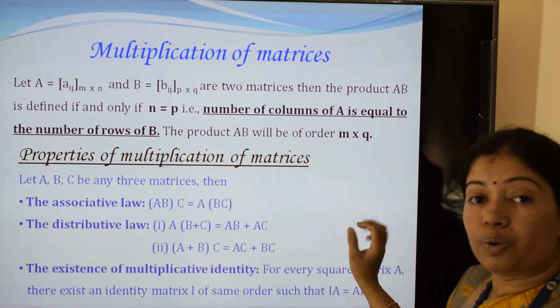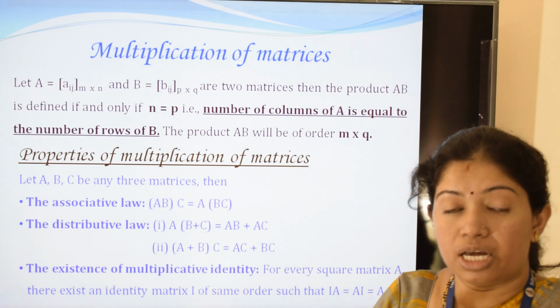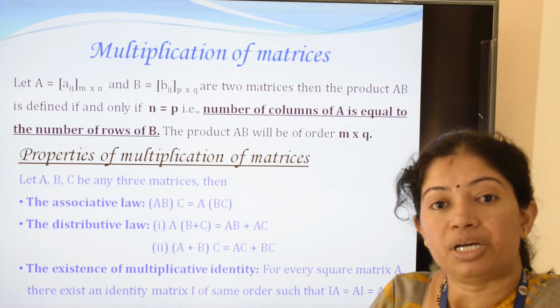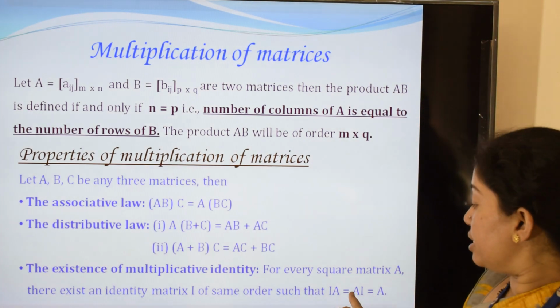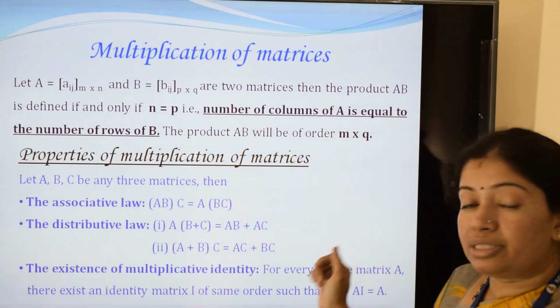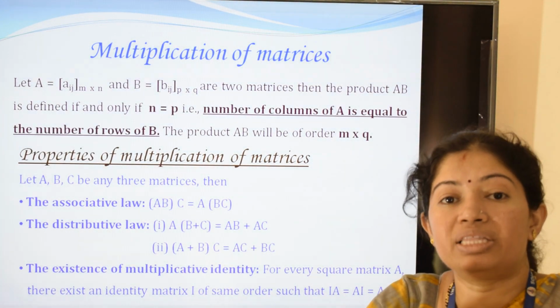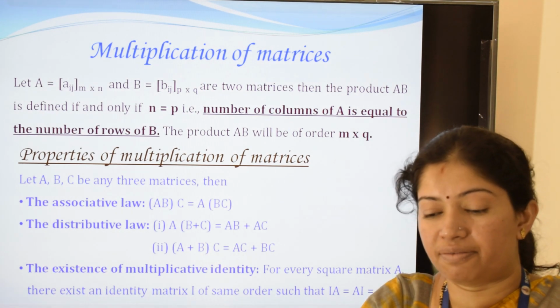Here, taking a square matrix is important. We cannot take a rectangular matrix here. So when you take a square matrix A, there exists an identity matrix I of that same order such that AI is equal to IA is equal to A. So when you multiply any matrix with the identity matrix, you are going to get the same matrix itself.